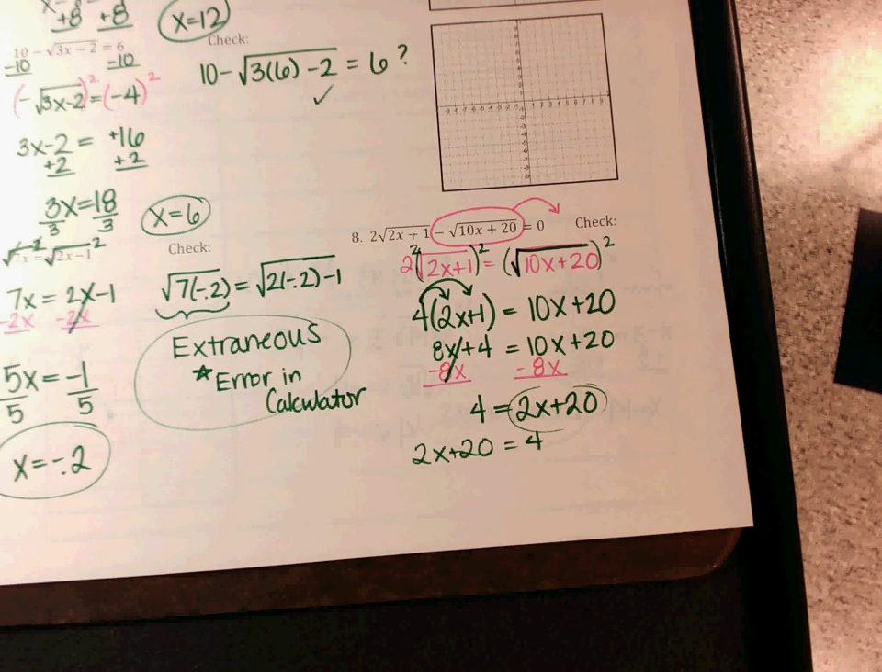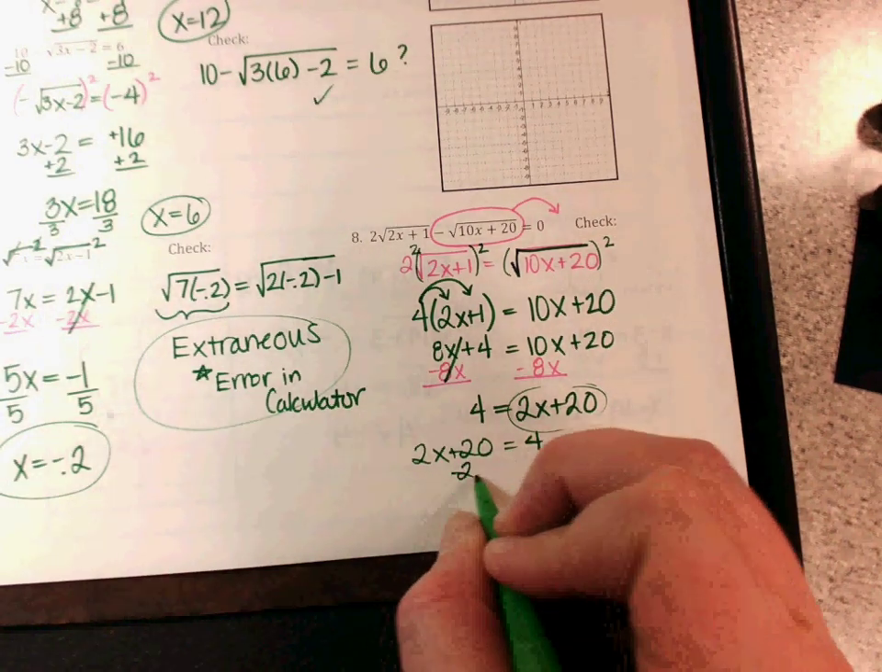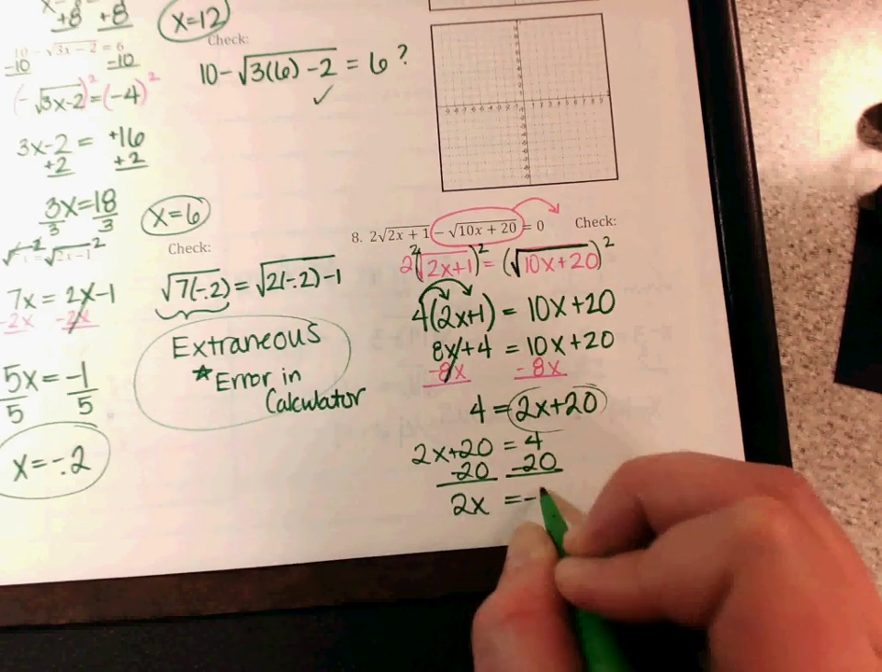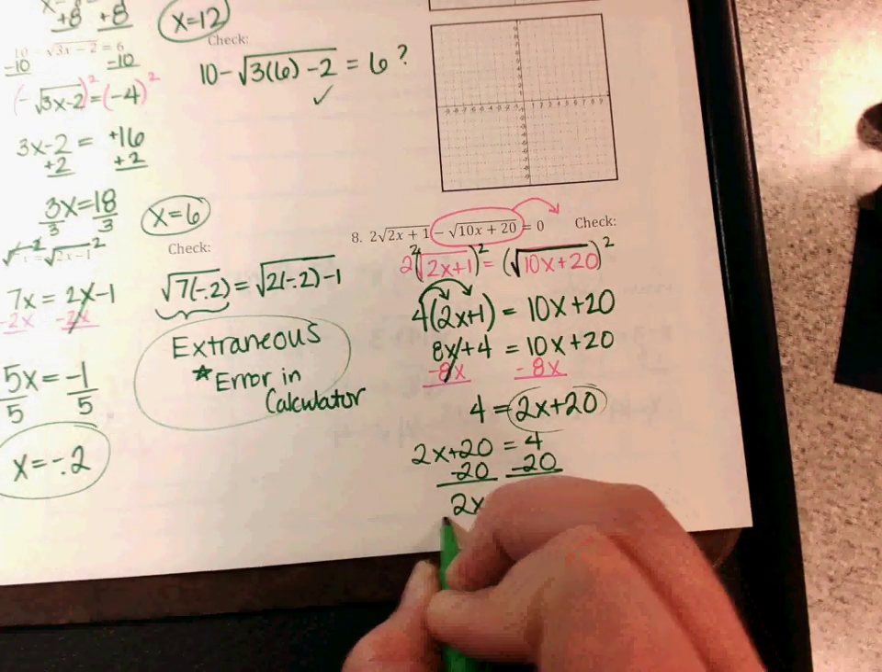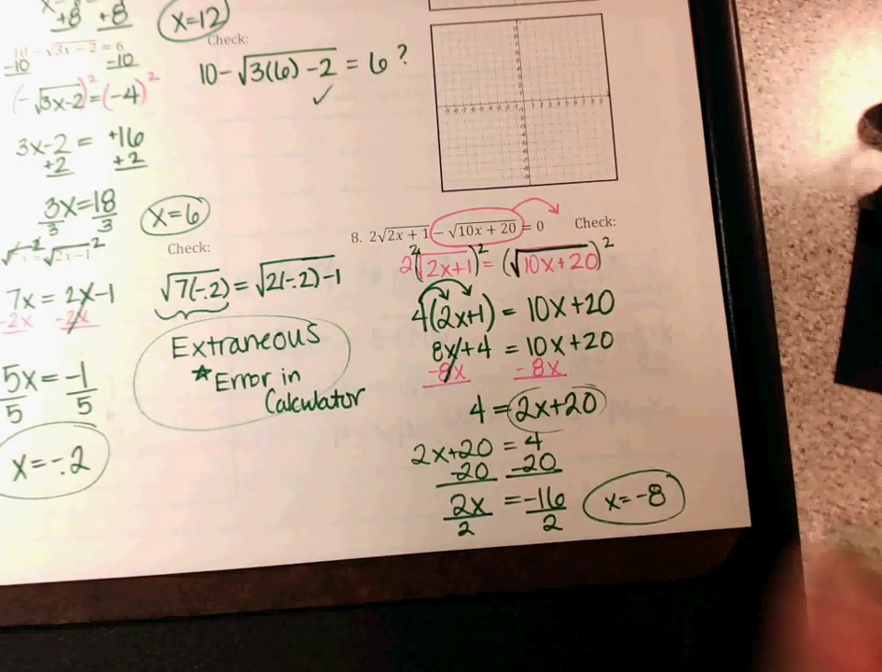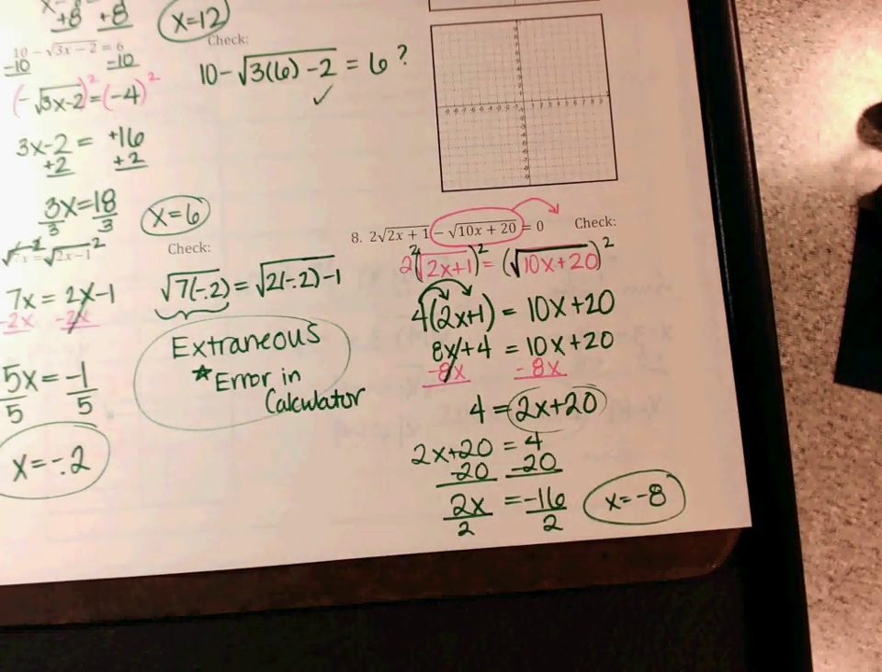And then how do I get rid of my plus 20 after I switch sides? Okay, 4 minus 20 is negative 16. And then last step, x equals negative 8.